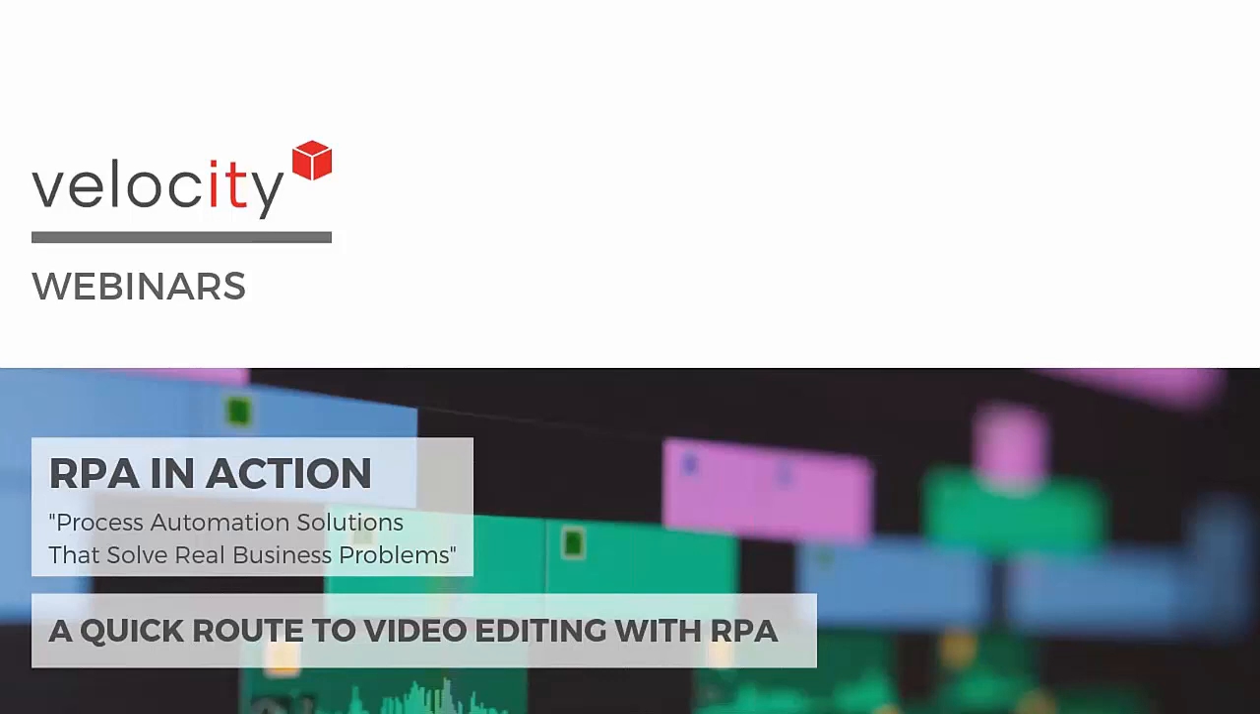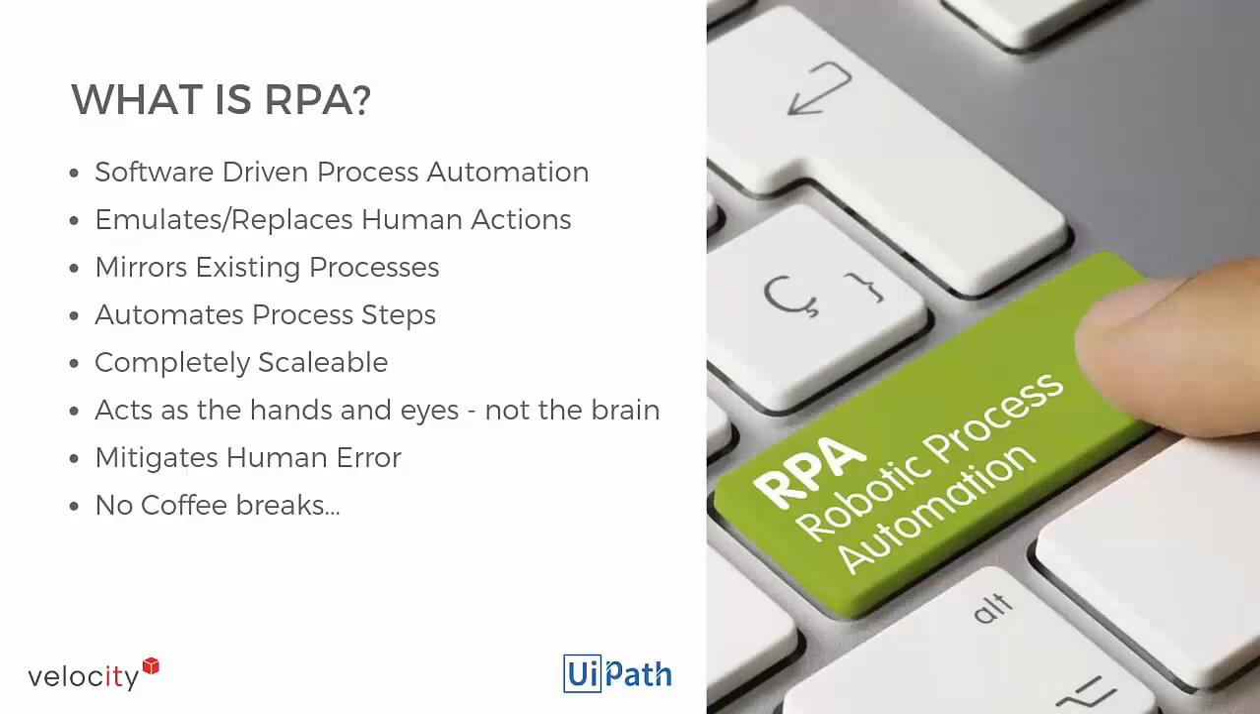So just to start things off then, what is RPA? Well, for those that haven't been introduced to RPA, it's essentially software-driven process automation. What we mean by that is that we're using software robotics to emulate and replace the human actions that a human operative would undertake. So it basically mirrors your existing processes, but it automates all of those process steps by mirroring what a human might do in terms of keystrokes, mouse movements, things like logging into solutions, logging into websites, and so on and so forth.